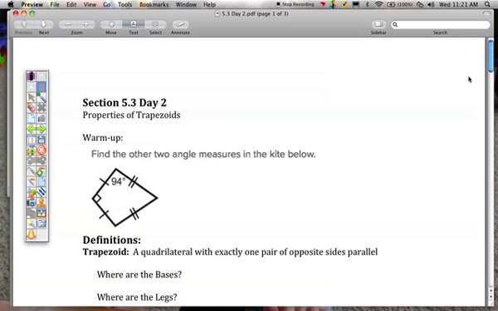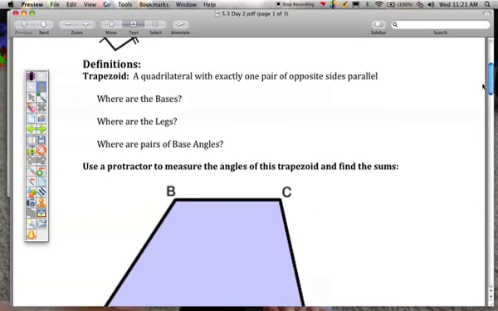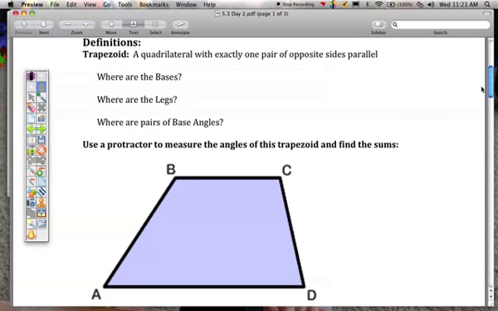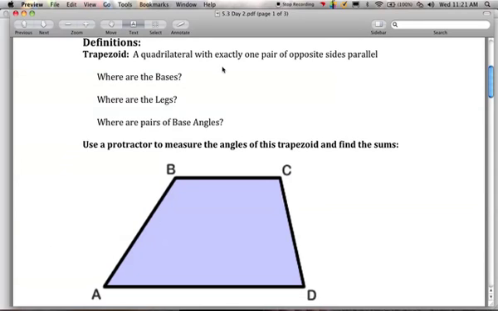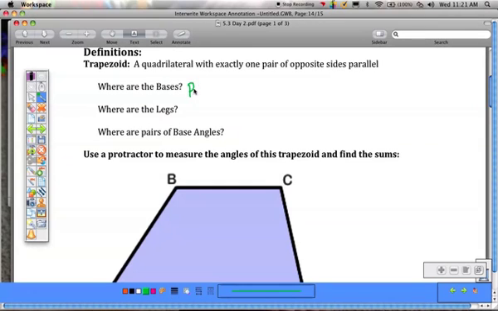Okay, so trapezoid. What is it? What are the bases? What are the legs? A trapezoid is a quadrilateral with exactly one pair of opposite sides parallel. So the bases are the parallel sides. Bases does not always mean bottom. And then the legs would then be the non-parallel sides. And the base angles are along the bases.